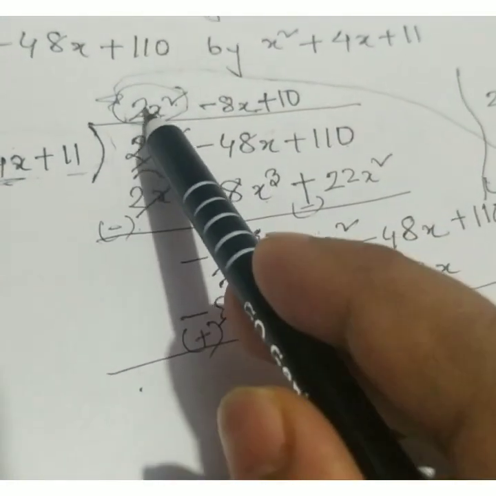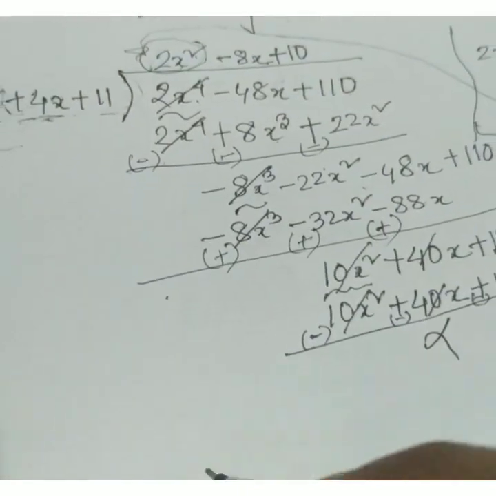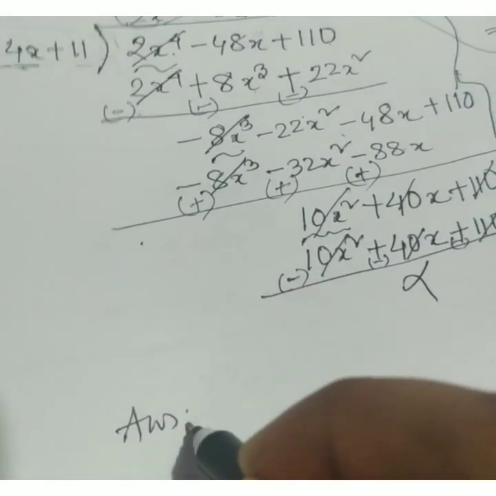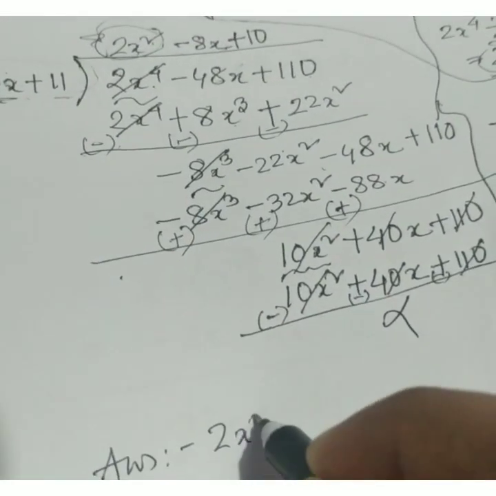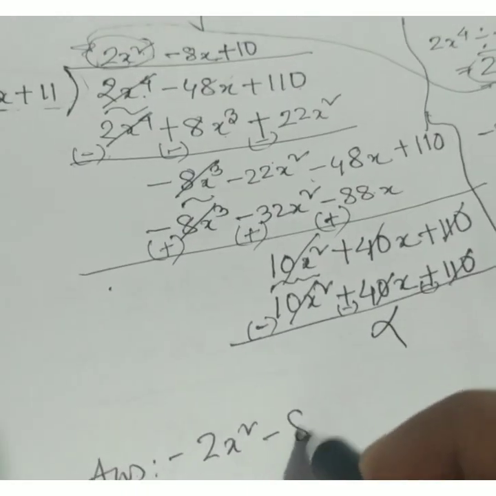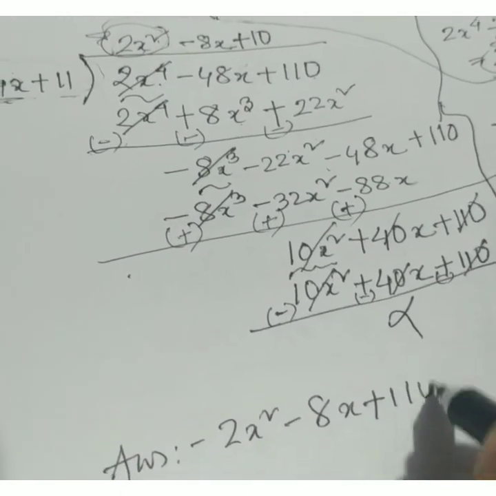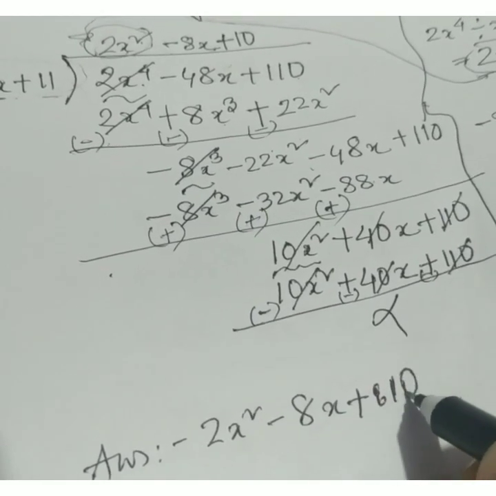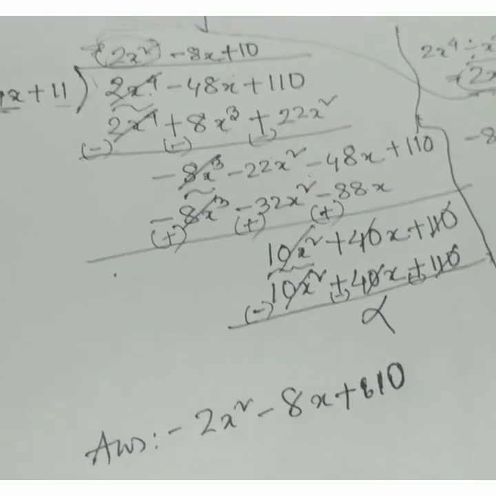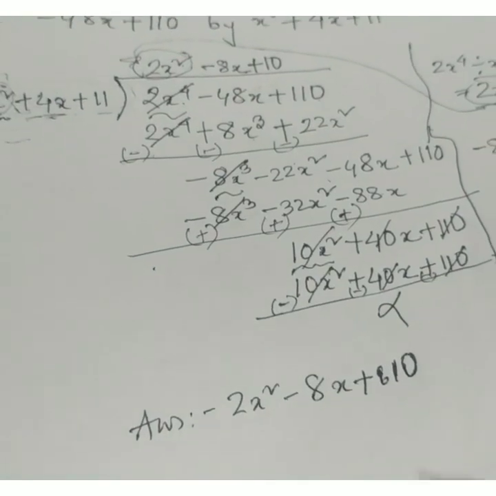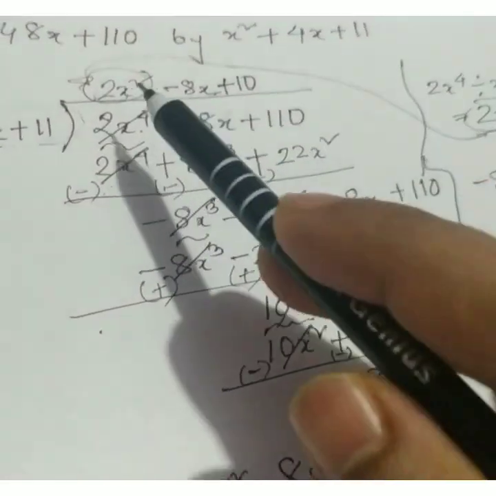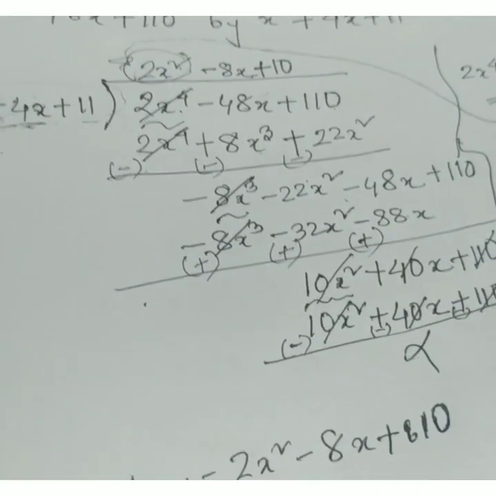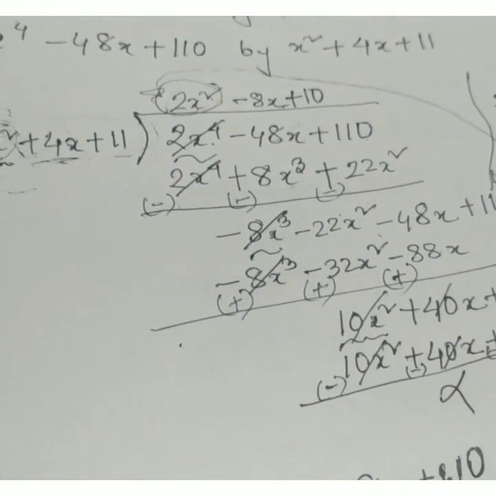So what is my required answer? This is my required answer. So the answer is 2x² minus 8x plus 10. So this is my required quotient. Okay, so I hope this is clear, right? How to work on it. I'll give you another example.